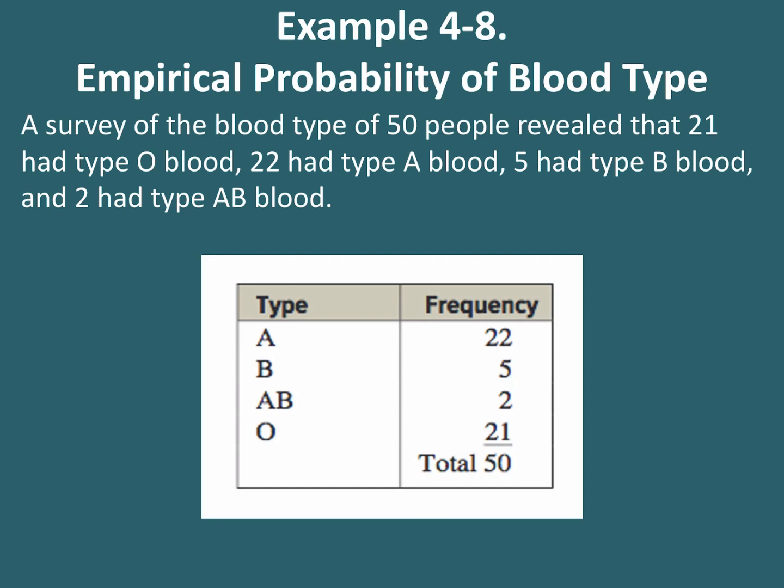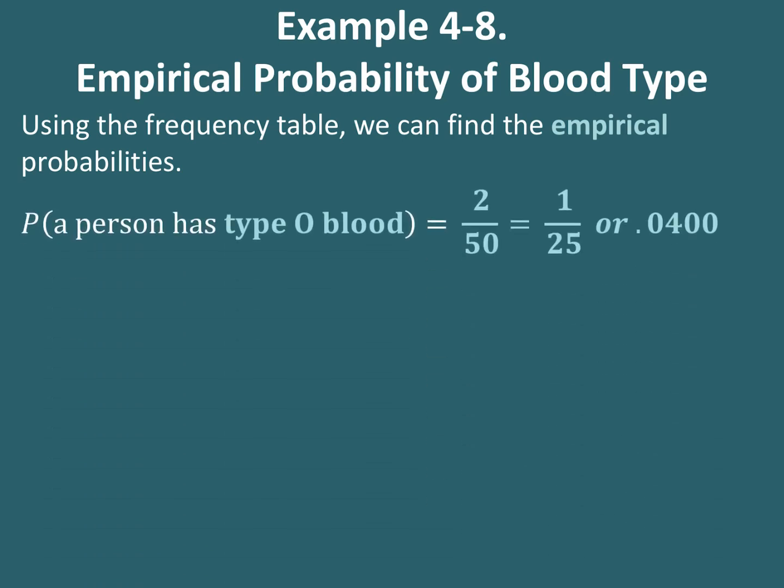So for example, a survey of the blood type of 50 people revealed that 21 had O blood, 22 had type A blood, 5 had type B blood, and 2 had AB blood. For example, the probability that a person has type O blood would be 21 out of 50, or 0.42.